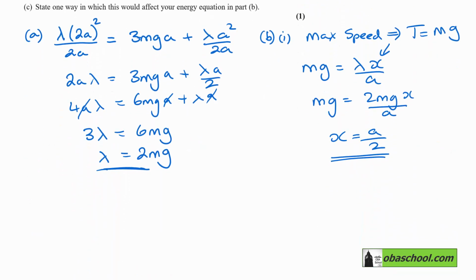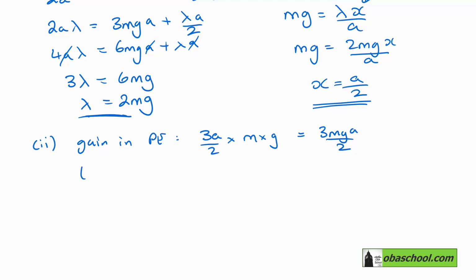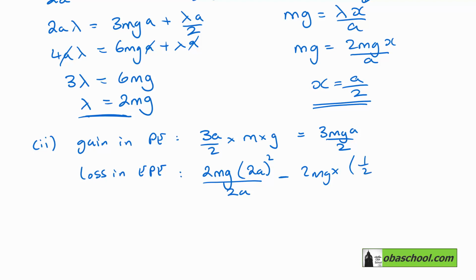So the gain in PE, that's just going to be 3a over 2 times m times g. And so that's going to give me 3mga on 2. Now there'll be a loss of elastic potential energy. So think about the elastic potential energy that it had at the bottom when lambda is 2mg and the extension was 2a. And now it's a position where the extension is a half a.